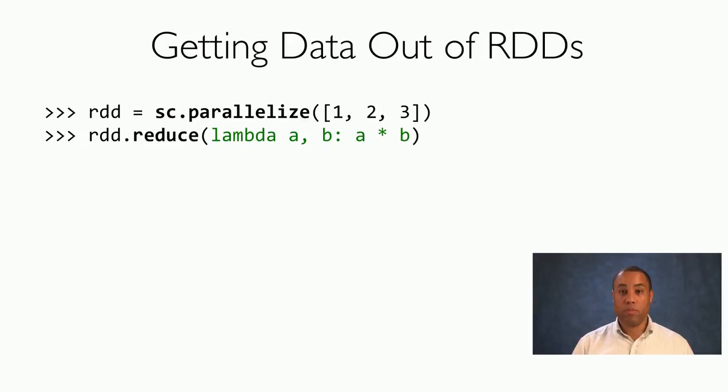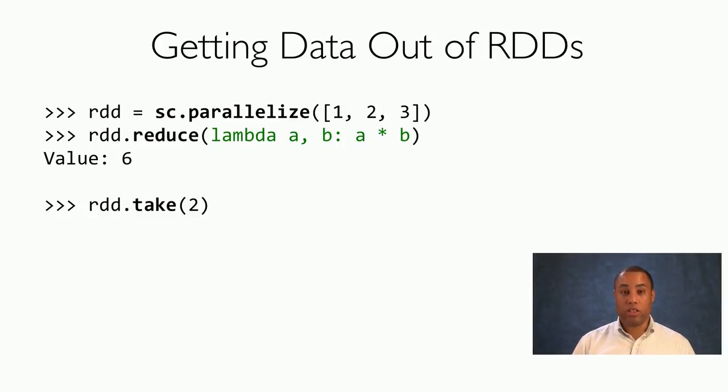We start with parallelizing a list, 1, 2, 3, and then we use the reduce action. We pass in a lambda function that will multiply the 2 elements together. So this will multiply all of the elements of the list together to produce a single value, the value 6. 1 times 2 times 3.